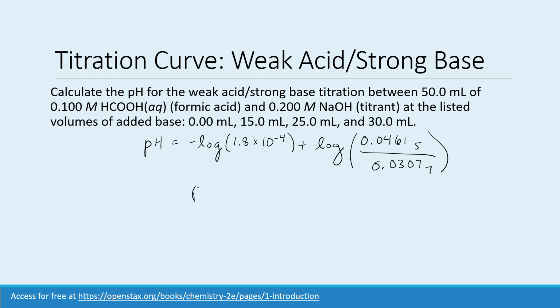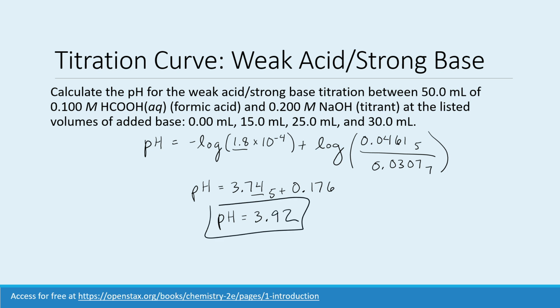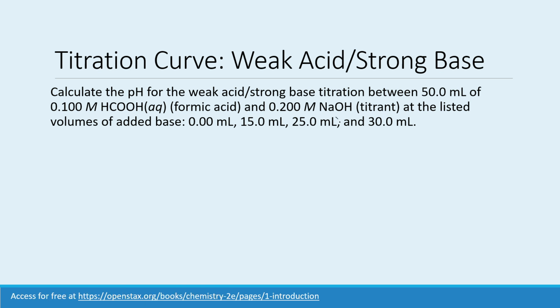And so overall, we will get a pH of 3.74, two significant figures, 2 digits out, plus the 0.176. So a total pH of 3.92. And again, that is before the equivalence point. So now the next example, we will be at the equivalence point.